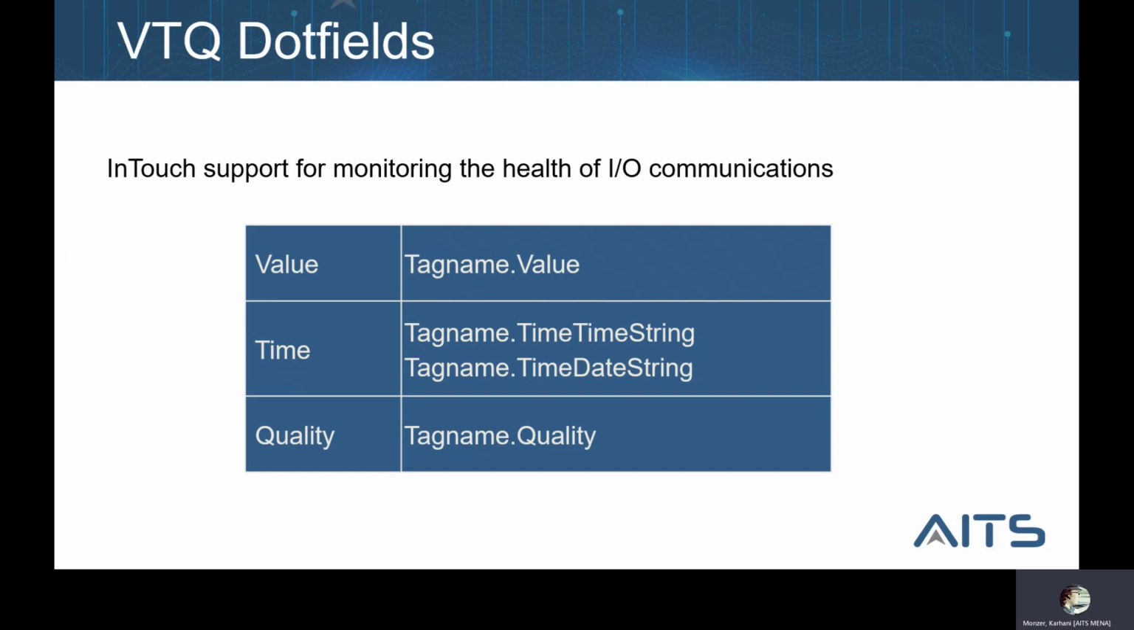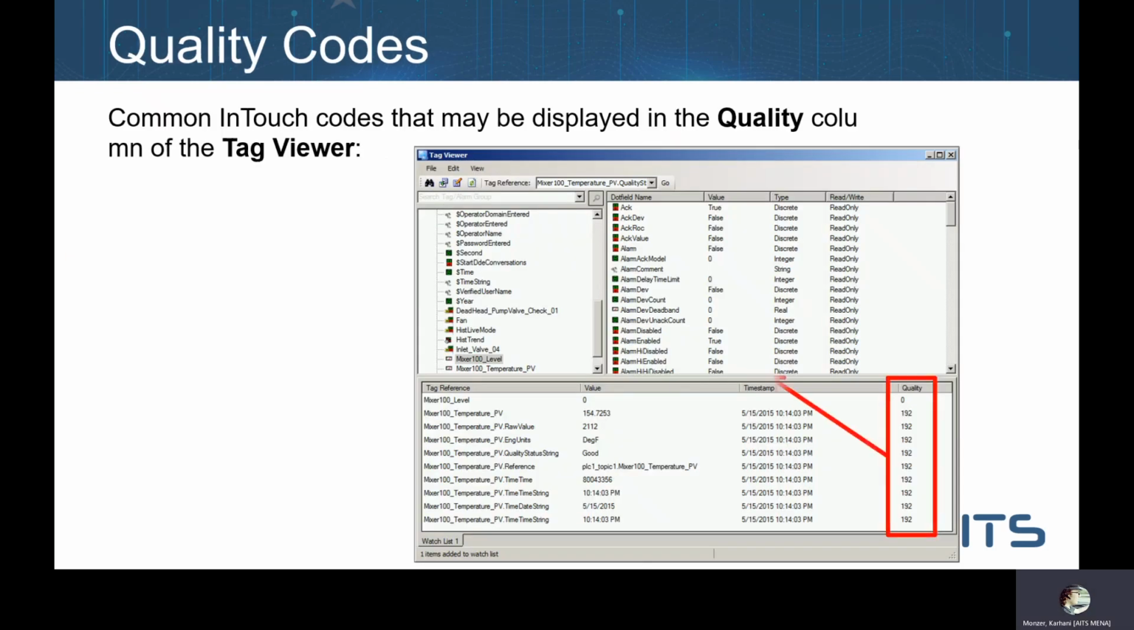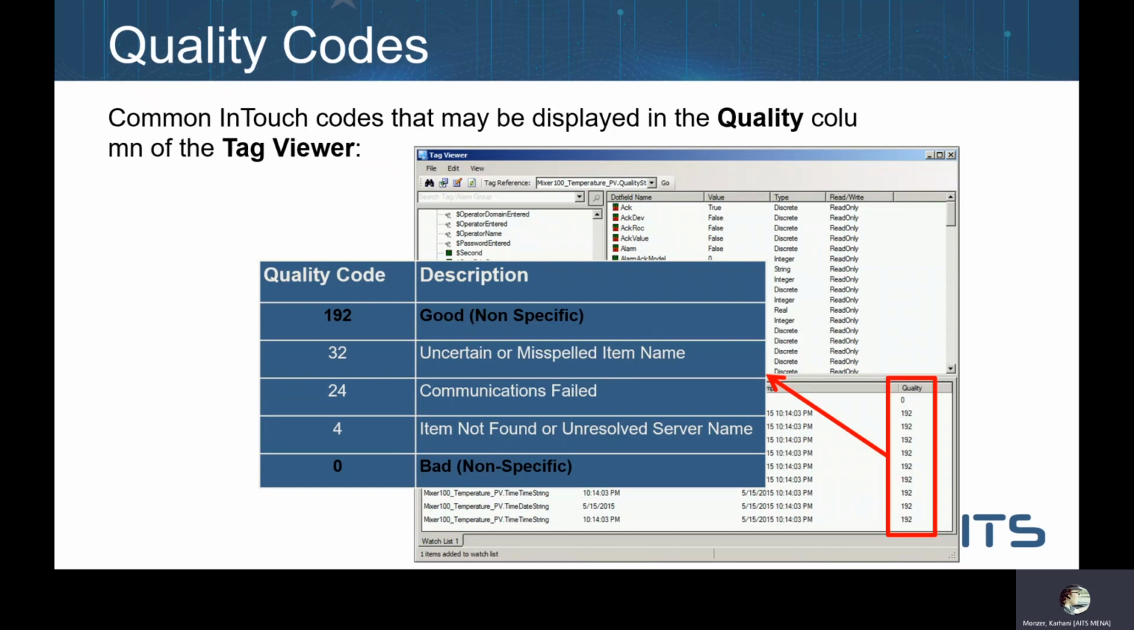Once I create these and everything is working fine, the tags are showing. Every tag has its own dot fields. So I can read the value, which is tag name dot value, or the timestamp, or the quality. And the quality, I can find it in the tag viewer. Anything but 192 is not connected, and I need to see 192. 192 means it's good.